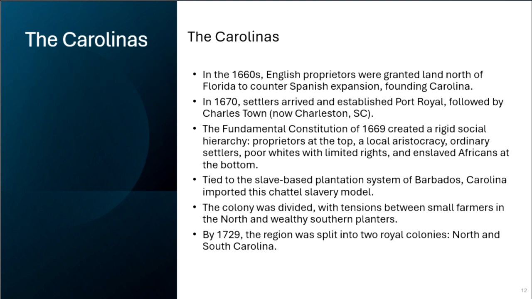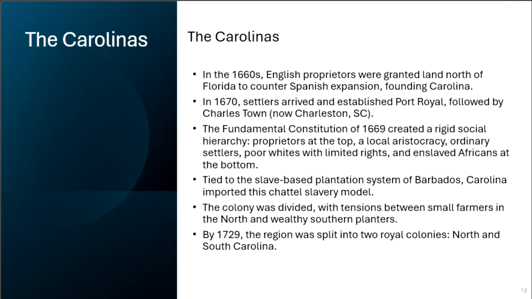They were determined to establish this rigid social hierarchy outlined in a document called the Fundamental Constitutions of 1669. At the top, of course, were the proprietors themselves, followed by a landed aristocracy. Then came the ordinary settlers. Below them, poor whites with limited rights. And at the very bottom, enslaved Africans. That sounds like a very stratified society with slavery just built into its very foundation.